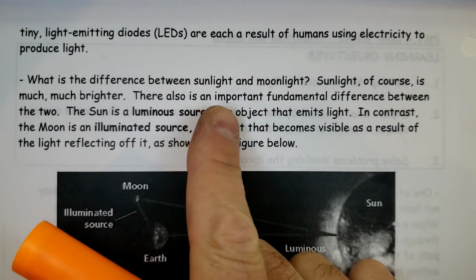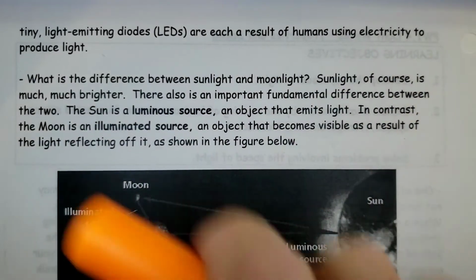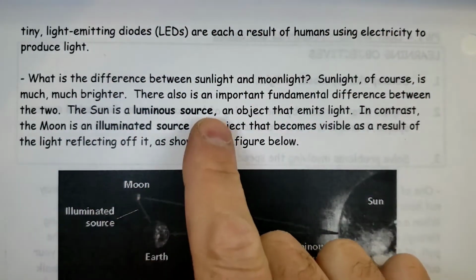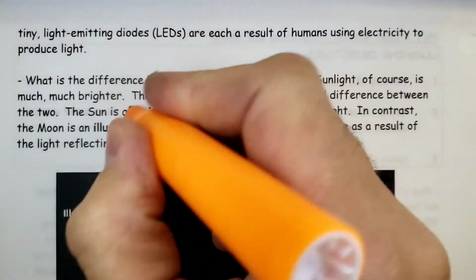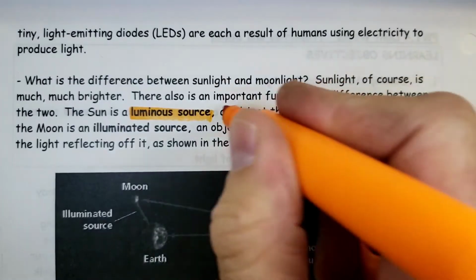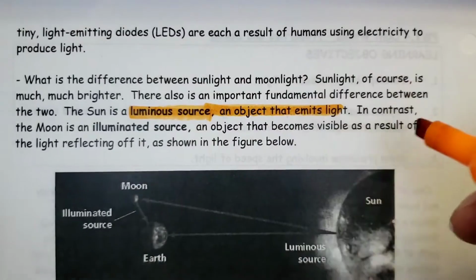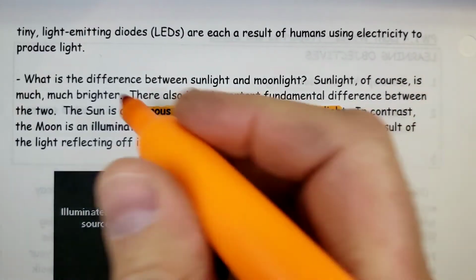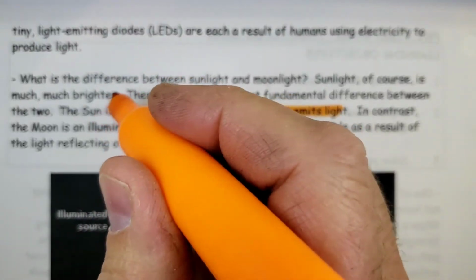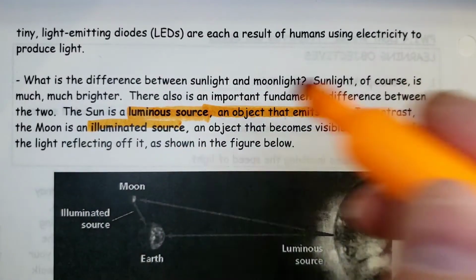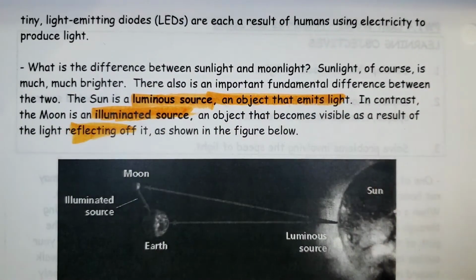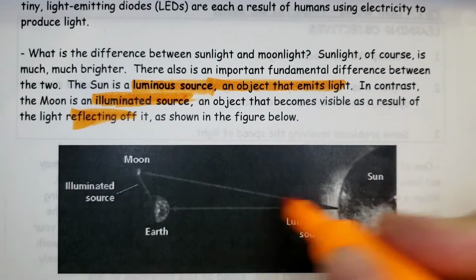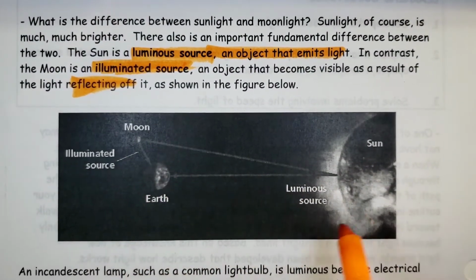What is the difference between sunlight and moonlight? Sunlight, of course, is much, much brighter. There is also another important difference between the two. The sun is referred to as a luminous source. It emits its own light. In contrast, the moon is an illuminated source in that it becomes visible as a result of reflecting light off of it. So like in this picture, I think yours looks better than mine.